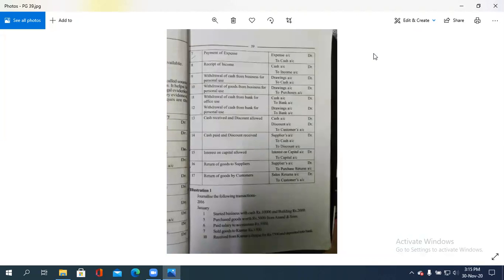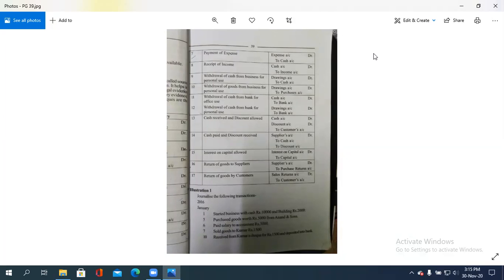Second, purchased goods worth rupees 5,000 from Anand and Sons. In the previous class we checked how a credit purchase and a cash purchase entry are to be made. For a cash purchase, purchase account debit to cash, because debit all expenses and losses and credit what goes out. Cash is going out of the business and goods are coming into the business. And also, if it belongs to a supplier.